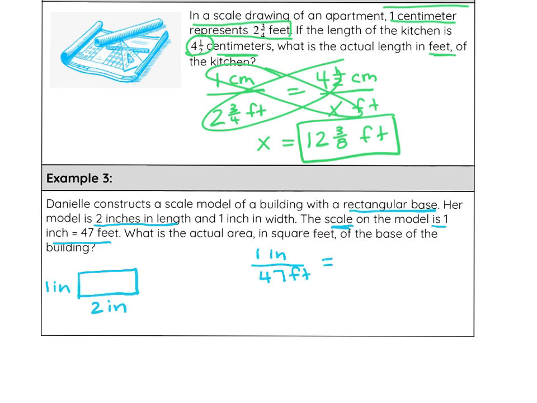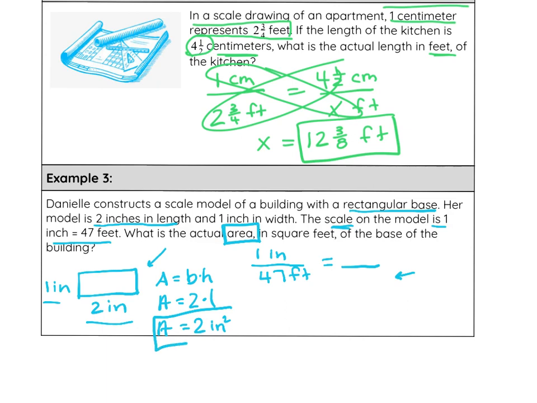Okay, so we're actually looking for area. So in order for us to figure out this number, which is what we're looking for, we need to find the area of this rectangular base. So if you remember from previous lessons, for a rectangle, area is equal to base times height. Area is equal to the base of this rectangle is 2, the height is 1, area is equal to 2 inches squared. So this represents the area on the scale. So that would go here.